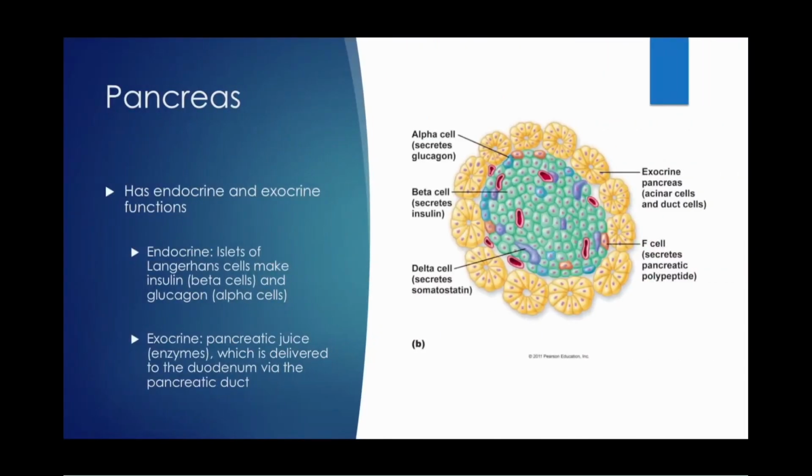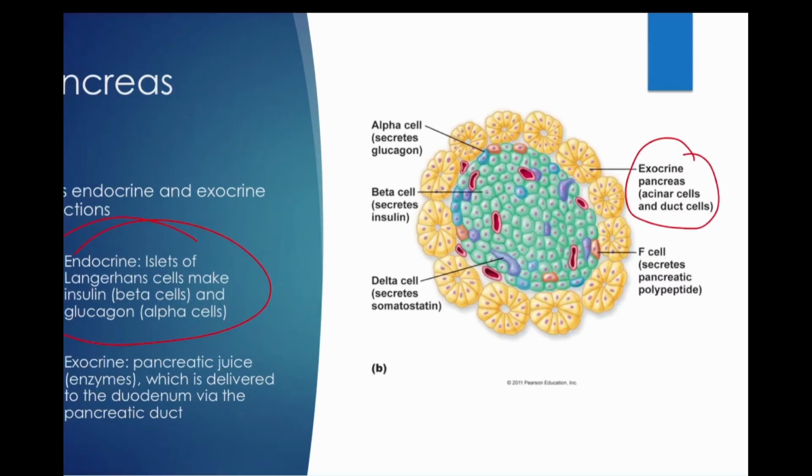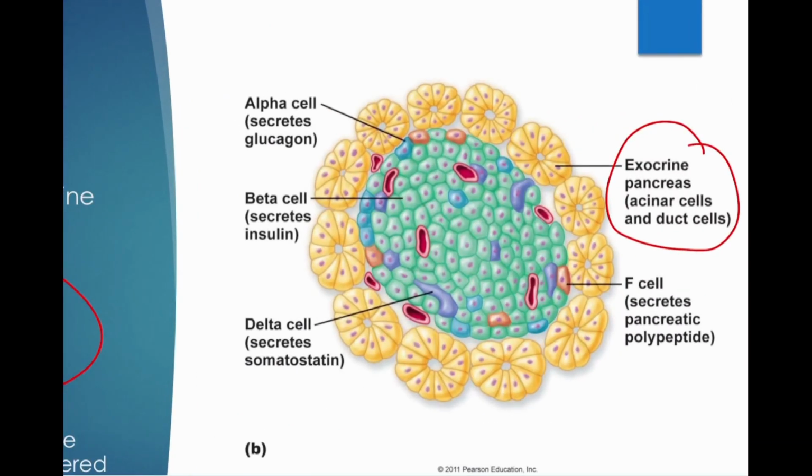The pancreas has endocrine and exocrine functions. The endocrine functions we're going to talk about next week when it comes to the islets of Langerhans. But the exocrine function is carried out by these acinar and ductal cells. So if you look at the islet, the yellow cells on the outside are the exocrine glands. The other ones are going to produce all the pancreatic juices. The ones on the inside are the ones that make the insulin, which we'll talk about more next week.